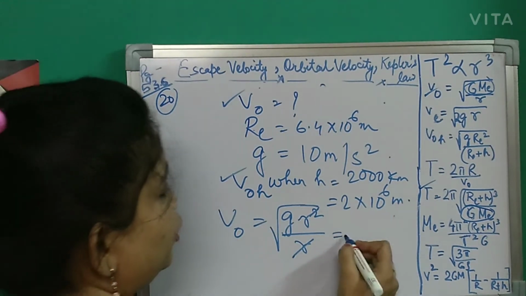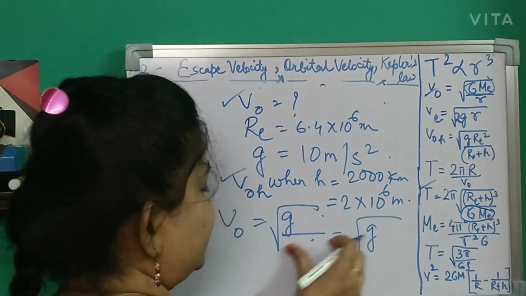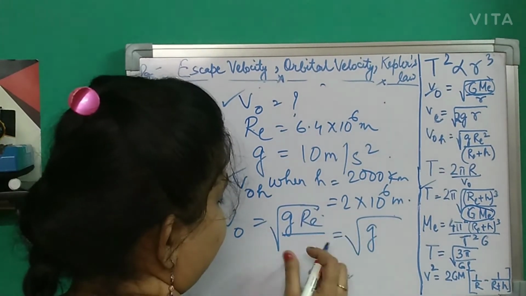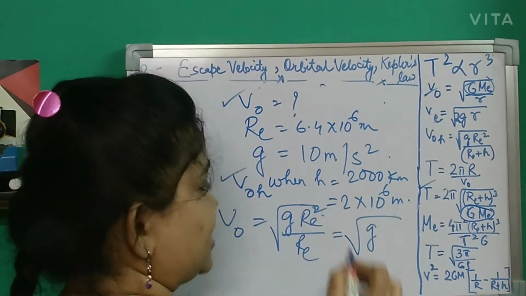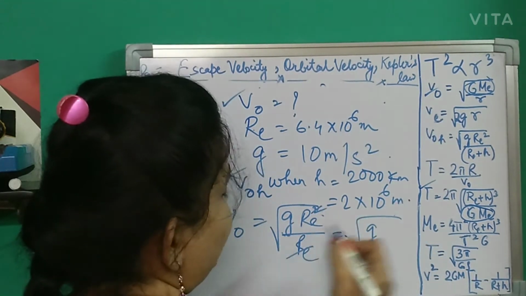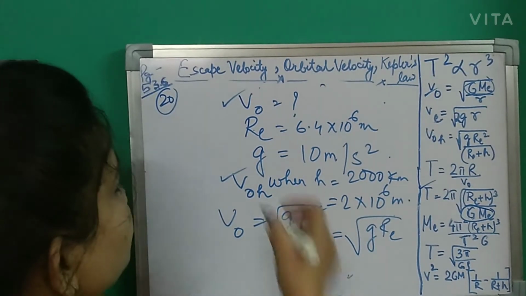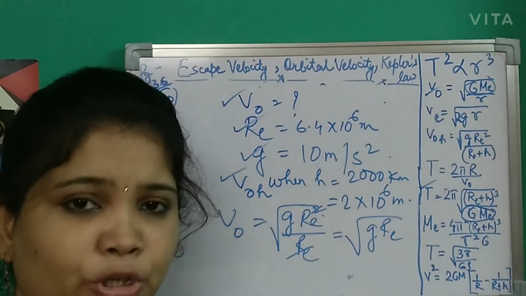Since it is given for the Earth, you can easily put it as RE, or small r also. So one R gets cancelled, and you are left with root over of G RE. You know the value of RE, you know the value of G, put it in, and get the answer.